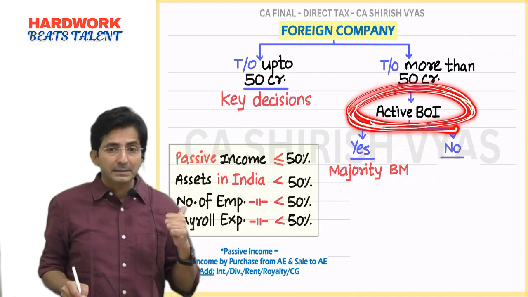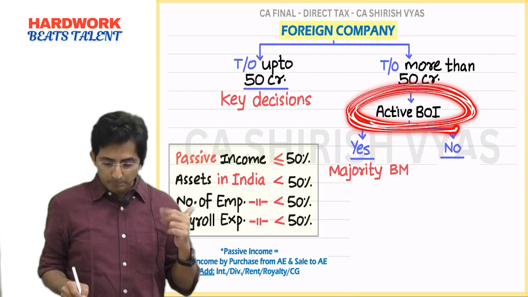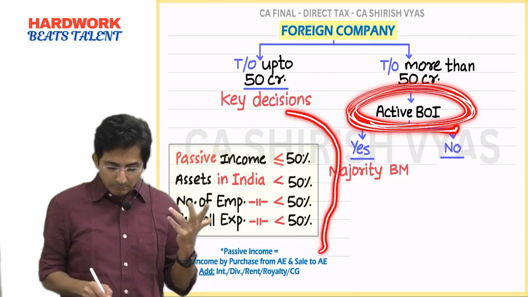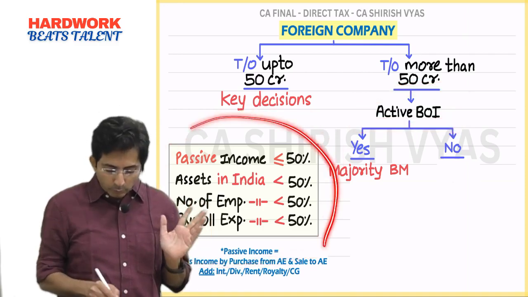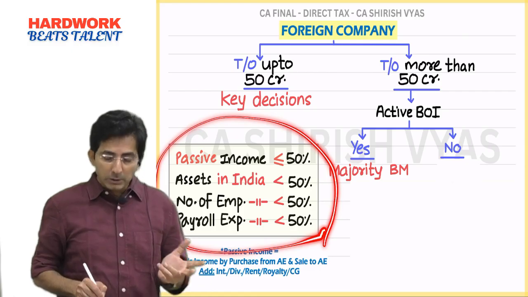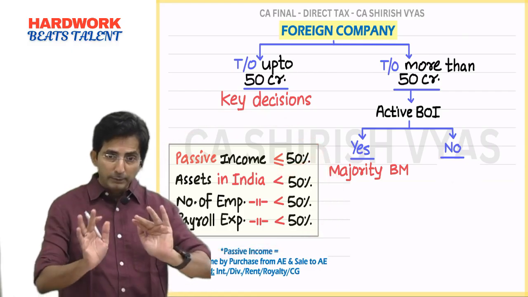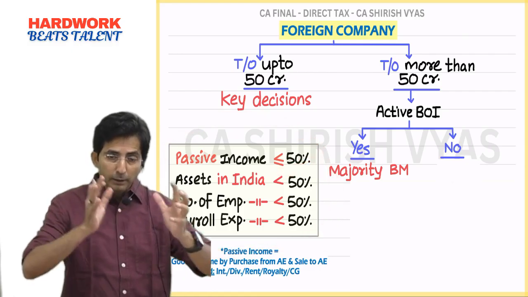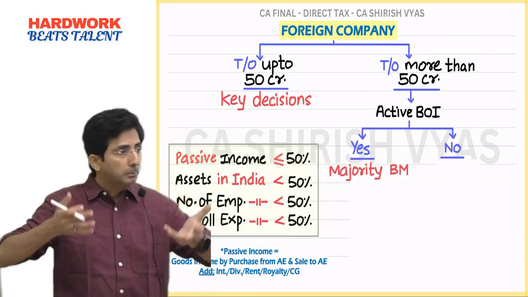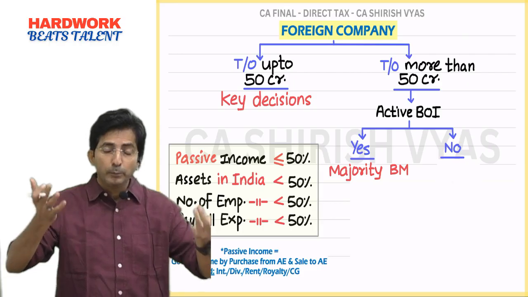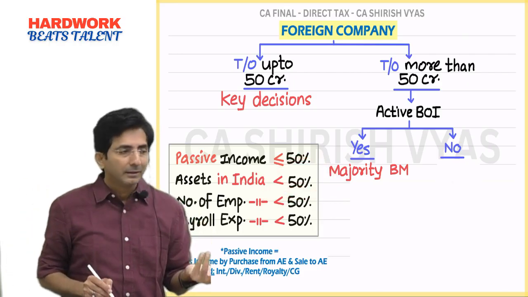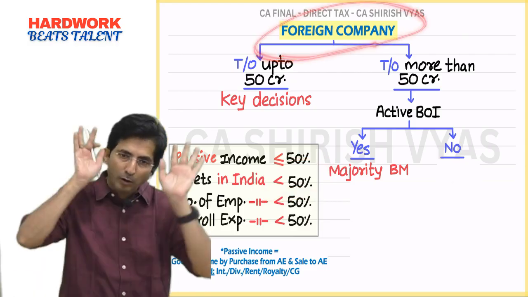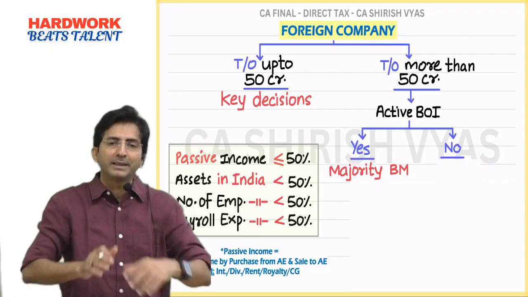Tell me why this exam is tough? Because this is the natural structure of the company. Can you manipulate this so easily? Firstly, make sure your passive income is less, and the number of assets, means machines, building, office, furniture, computers, air conditioners. You cannot plan so easily. And if a foreign company has to do all that only, then why have they formed a company?